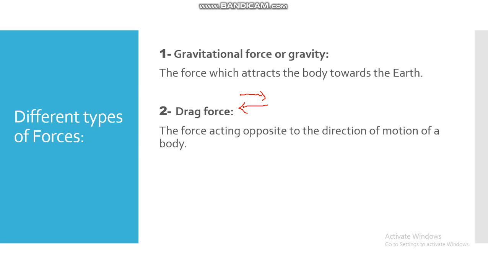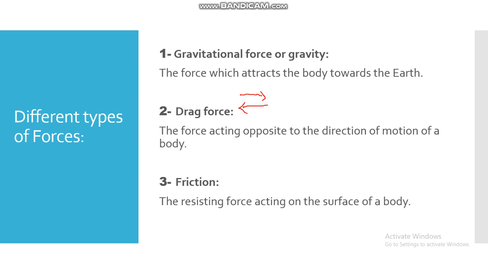Now the next type is friction. What is friction? The resisting force acting on the surface of a body. For example, if there is a rough surface and you move your hand over that surface, you may feel some resisting force. This resisting force is called the friction force.